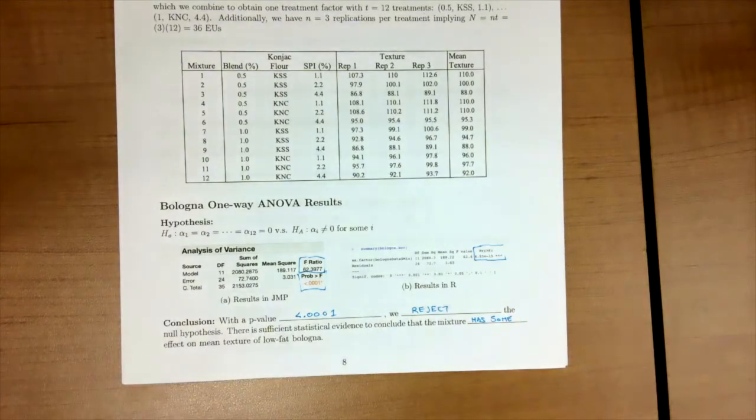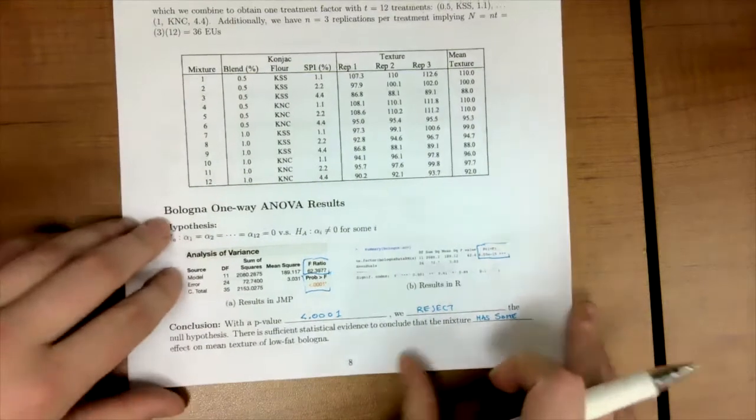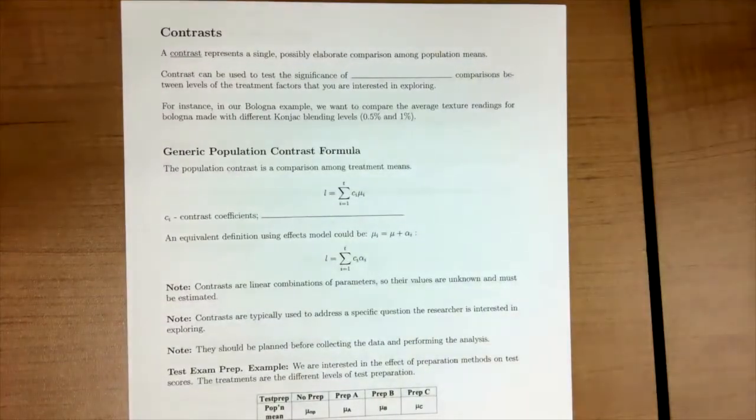So unlike the highway paint example that we saw in lesson 2A, here in the bologna mixture, we see that we have a difference. The difference of mixtures has an effect on the texture. Now that we know this, we may want to do some follow-up analysis to decide which of these treatments actually has an effect. One follow-up analysis is called a contrast.